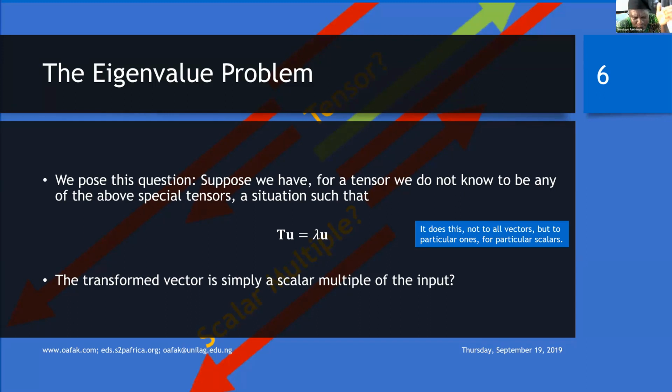I give you a full tensor, and I give you a scalar, and I give you a vector. I say transform it. And when you transform it, all you get is the same vector I gave you, only with a change of magnitude. And this particular tensor does not do it for all vectors. It just does it for some particular vectors. Then there is a problem. We say, what is happening here? The transformed vector is simply a scalar multiple of the input, and you know that this is not a scalar, it is not a spherical tensor.